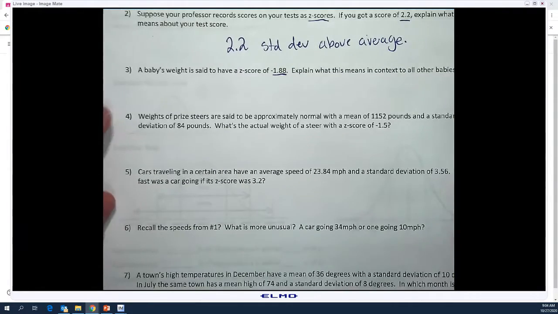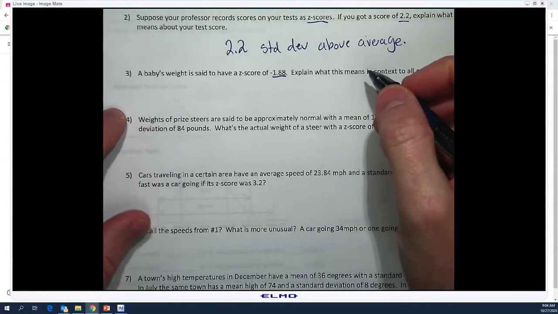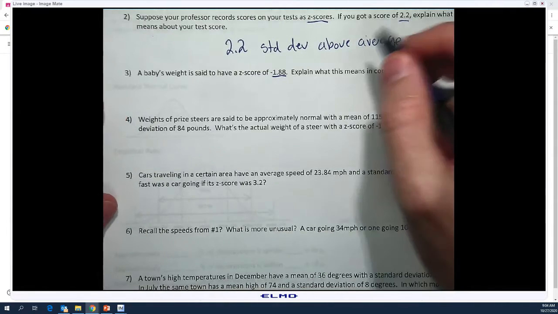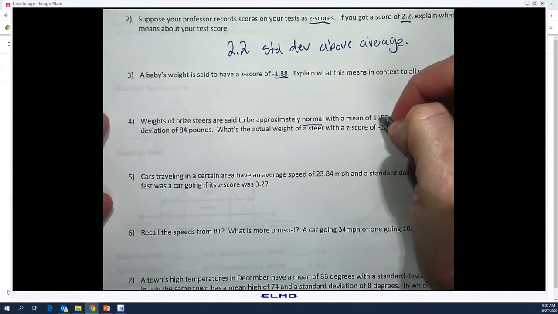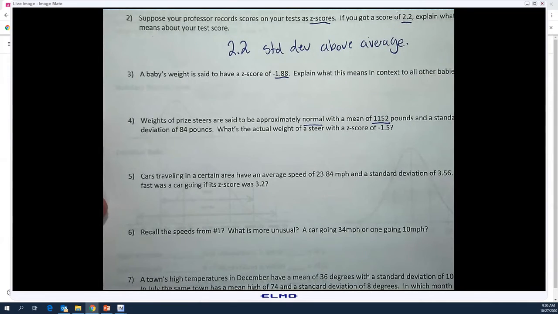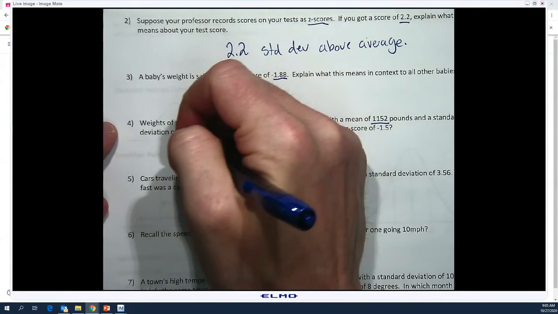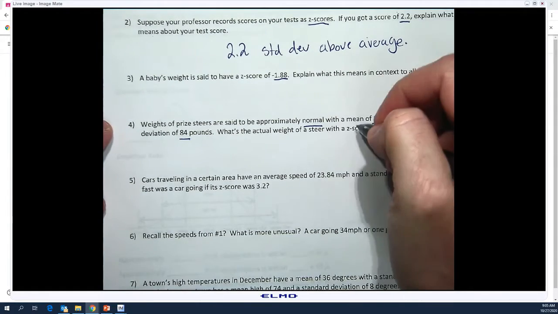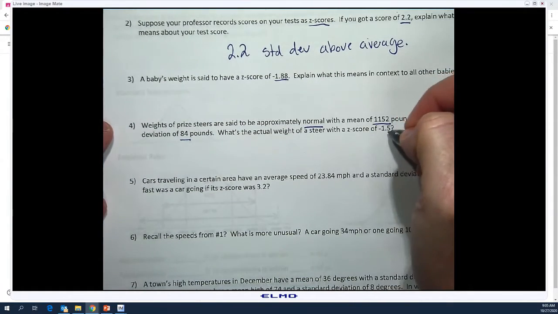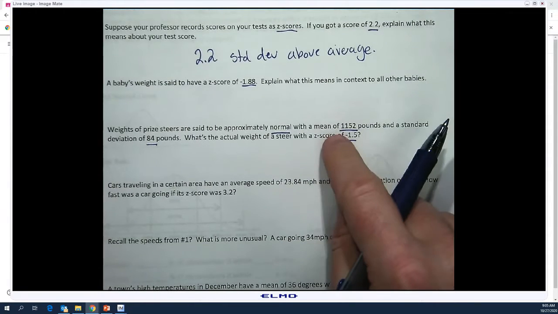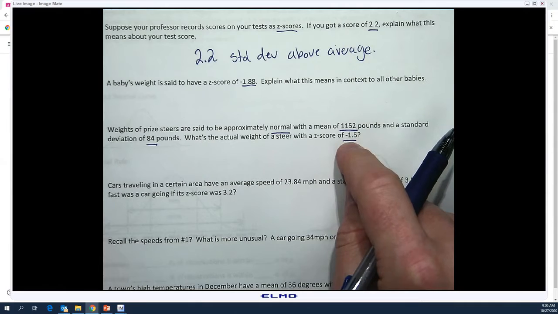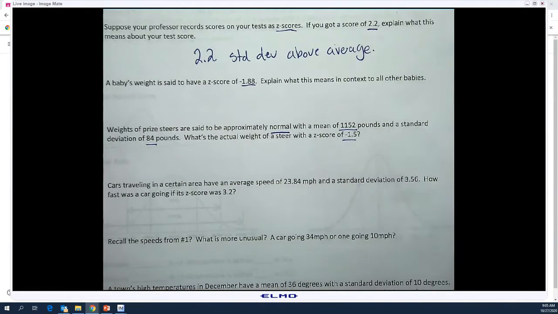Let me keep going. Number 4, weights of prize steers are said to be approximately normal. That's going to be an important term from now on. We talked about the normal curve with a mean of 1,152 pounds. My goodness. And a standard deviation of 84 pounds. It wants to know what the actual weight of a steer is if they have a z-score of negative 1.5. So the first thing you should recognize is this is going to be less than average because it's a negative z-score. It's going to be 1.5 deviations below the mean.